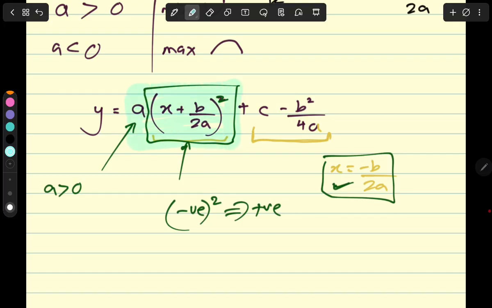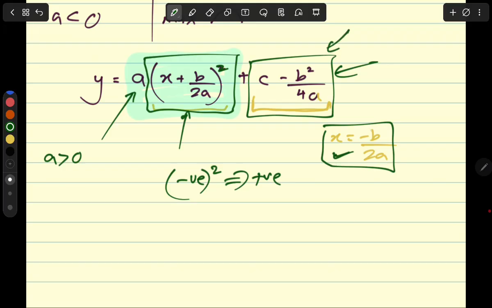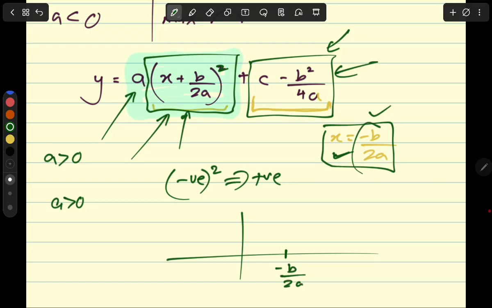So if you're adding this positive to this number, then you are always going to get something which is greater than this, right? So the minimum value that this is going to attain is at x equals minus b upon 2a, which converts this bracket, which has a square over it, into a 0. So I can say that if a is greater than 0, then the minimum value is going to be at minus b upon 2a, as you could see here, and this is going to produce me a y value, because this highlighted thing becomes 0 at x equals minus b upon 2a. Therefore, it is going to produce me a y value here at c minus b squared upon 4a.